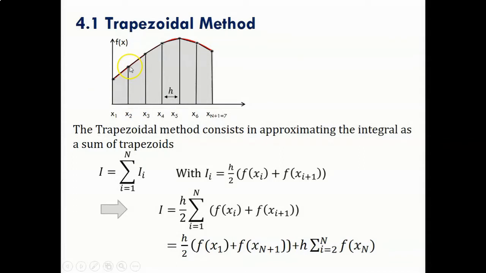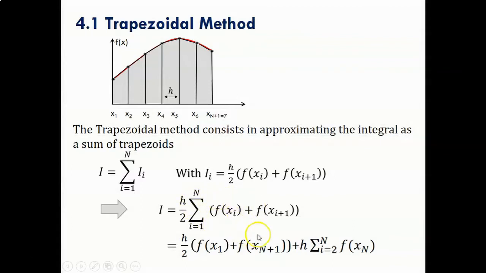For a given trapezoid, the area is half of the product of the two bases, so f of xi plus f of xi plus 1 over 2, multiplied by the height of the trapezoid, which is h, or the spacing between the points. So it's h over 2 multiplied by f of xi plus f of xi plus 1. So the integral is h over 2, the sum for i equals 1 till n, of f of xi plus f of xi plus 1.